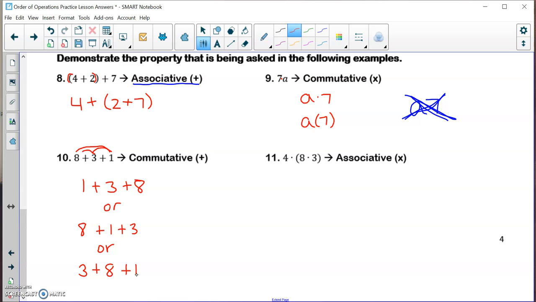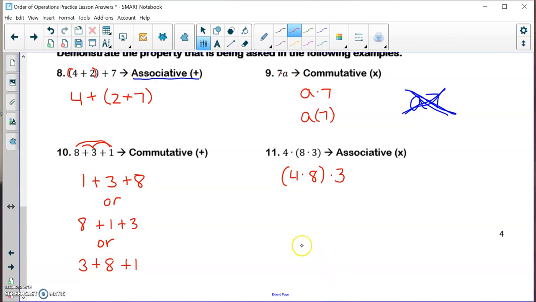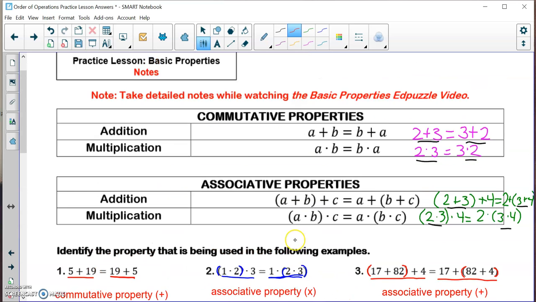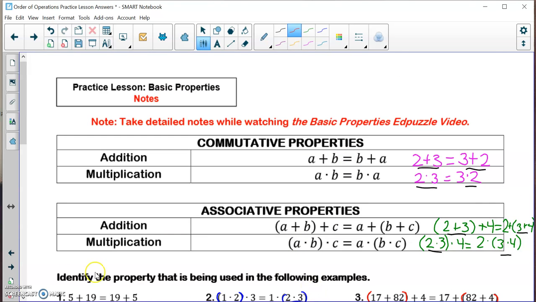And then on number 11, we're doing the associative property of multiplication. So right now the 8 and the 3 are grouped. To demonstrate the associative property, we would group the 4 and the 8 together. Notice I'm not changing the order of the 4, the 8, and the 3. I'm just changing which ones are being grouped. All right, and that's it for the lesson or the review of the commutative and associative properties.